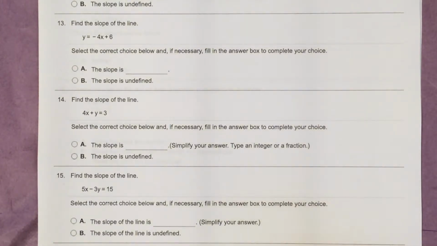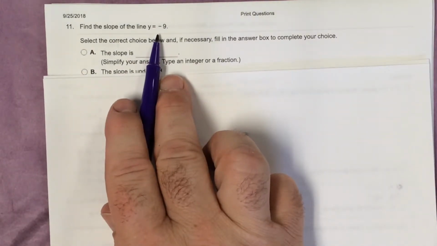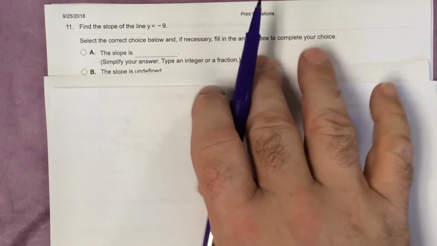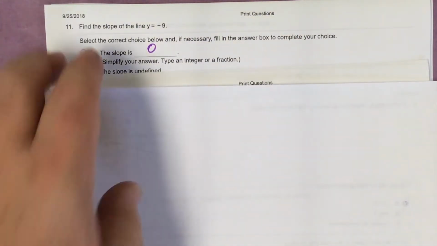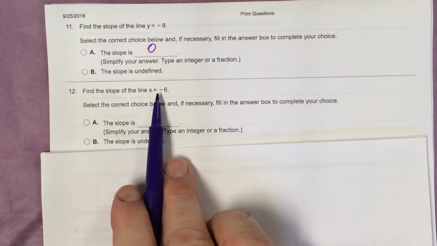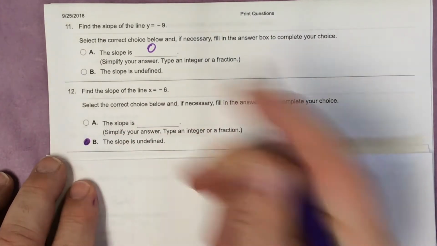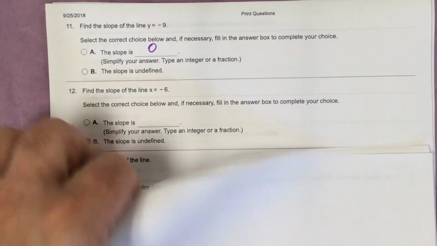What I do want to show you, there's a few more from here. Number 11. It says find the slope of y equals -9. Remember that in that case that's a horizontal line, and because of that, that's going to be 0. For the slope of line x equals -6, that's a vertical line, so its slope is going to be undefined. That's going to be question 12.